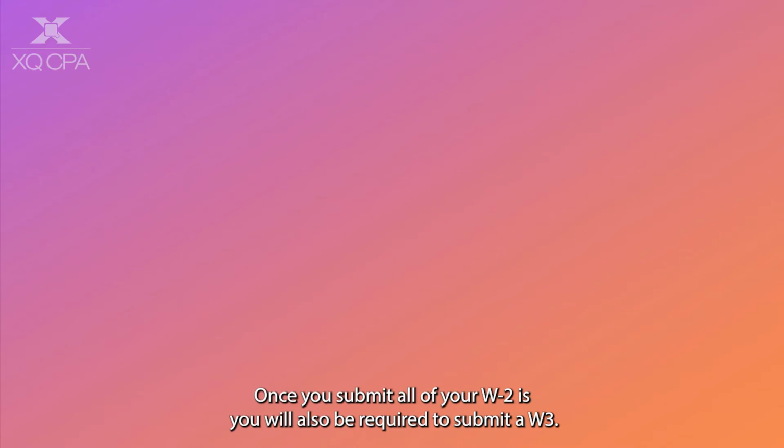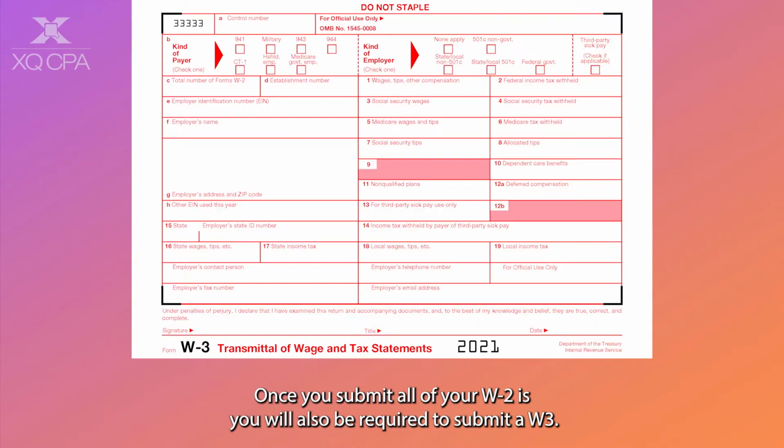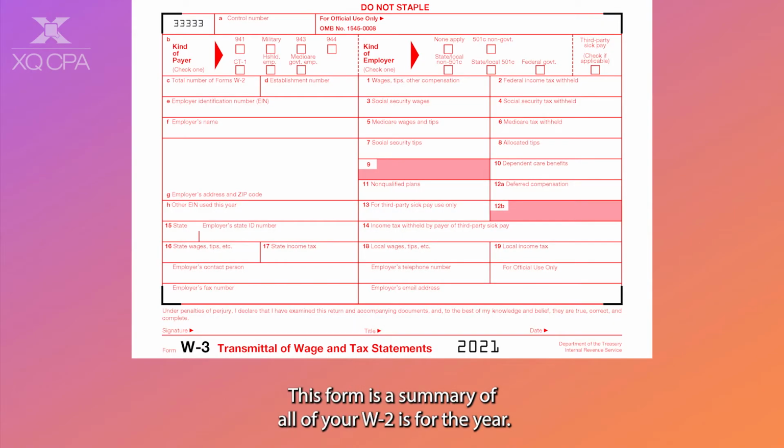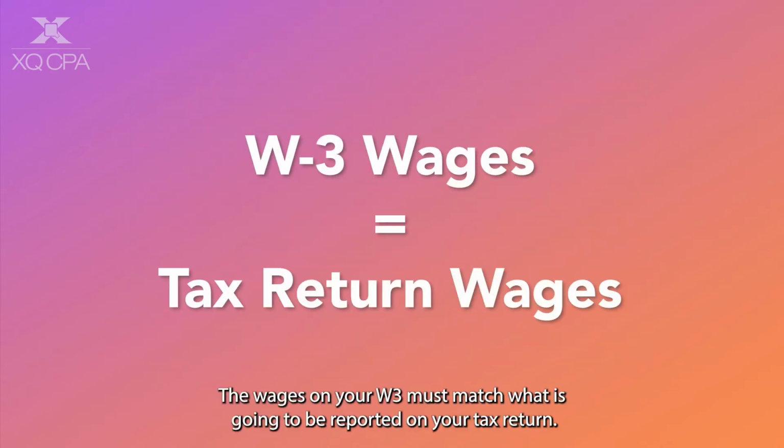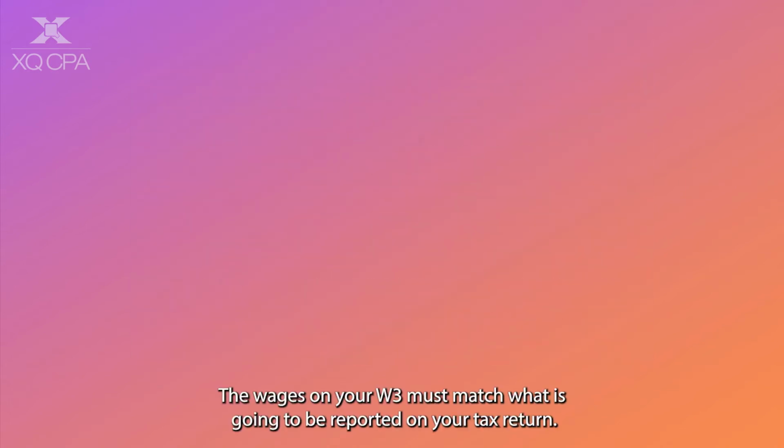Once you submit all of your W-2s, you will also be required to submit a W-3. This form is a summary of all of your W-2s for the year. The wages on your W-3 must match what is going to be reported on your tax return.